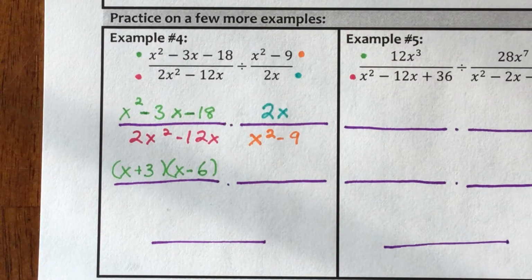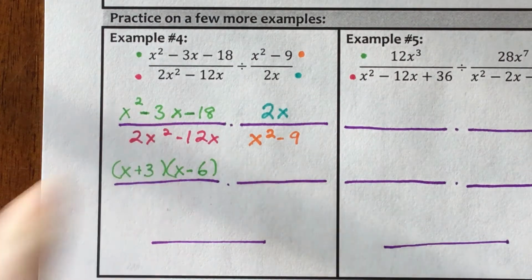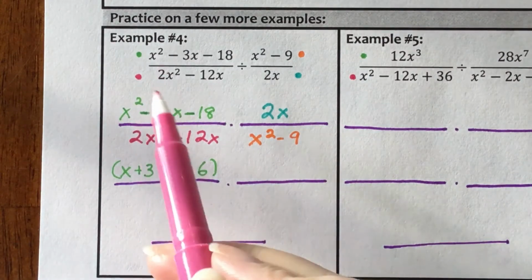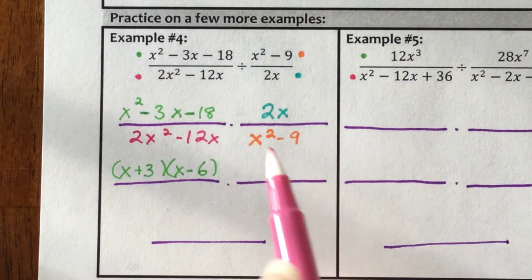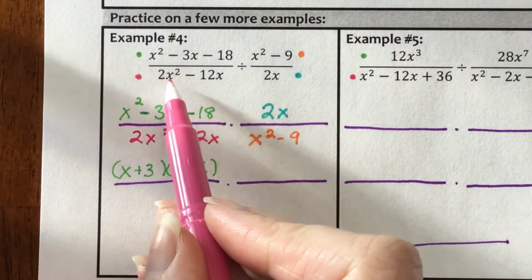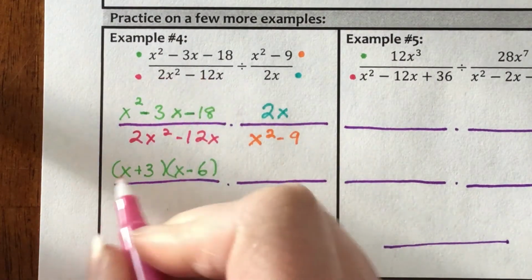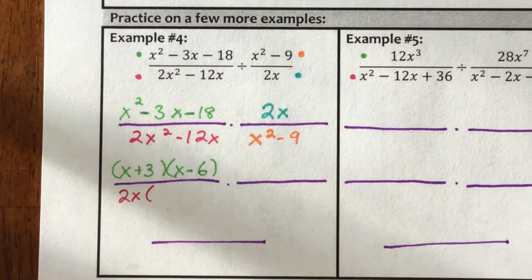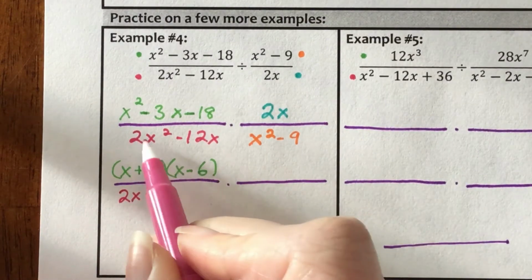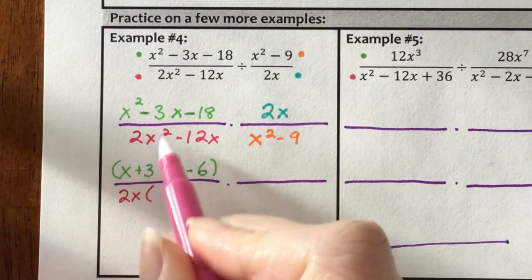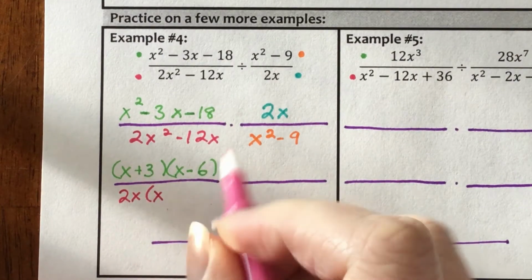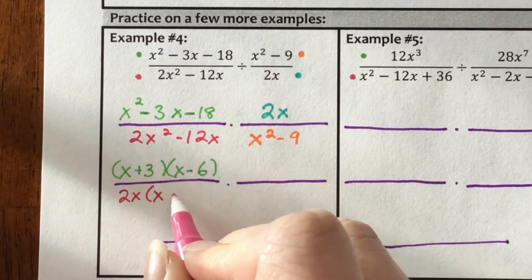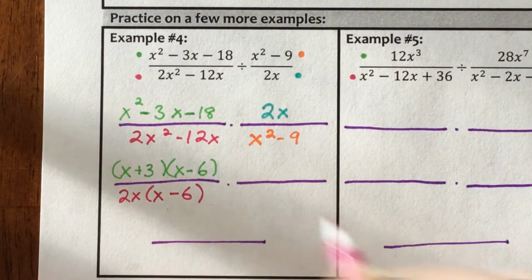Okay, denominator. The denominator has a greatest common factor. Notice if there's only 2 terms, we cannot do that trinomial thing. So this one has a GCF. 2x goes into both of those terms. So 2x times, let's divide that out. So pink down to pink here. 2x squared divided by 2x is x. Negative 12x divided by 2x is negative 6.